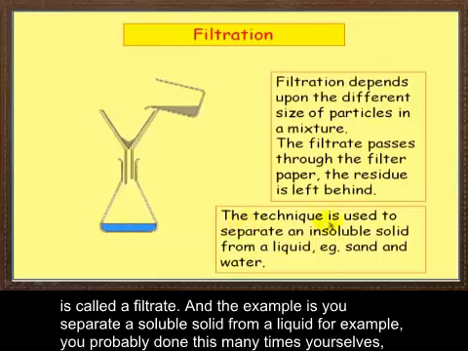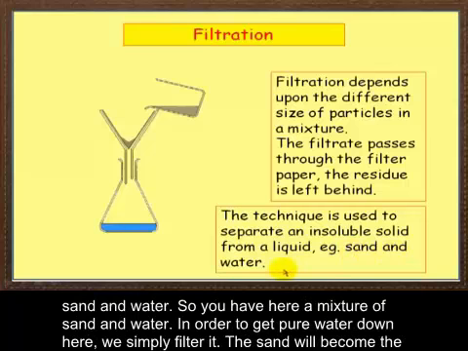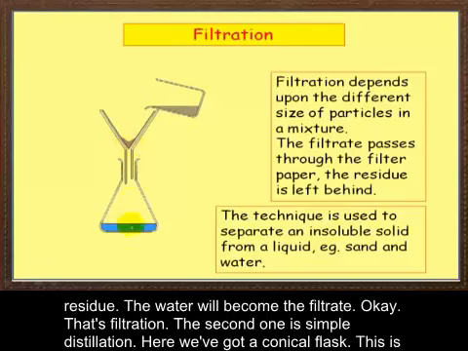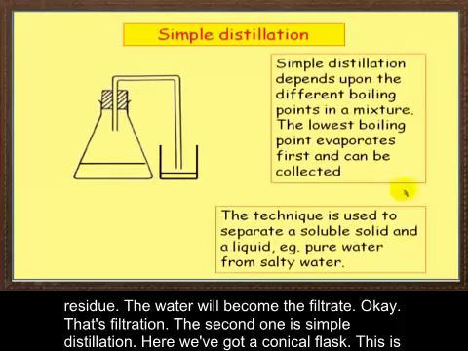An example is you separating an insoluble solid from a liquid. For example, you've probably done this many times yourselves: sand and water. So we had here a mixture of sand and water. In order to get pure water down here, we simply filter it. The sand will become the residue, the water will become the filtrate. Okay, so that's filtration. The second one is simple distillation.